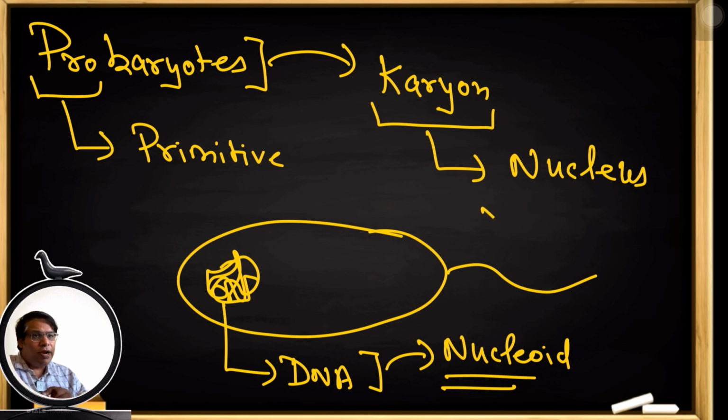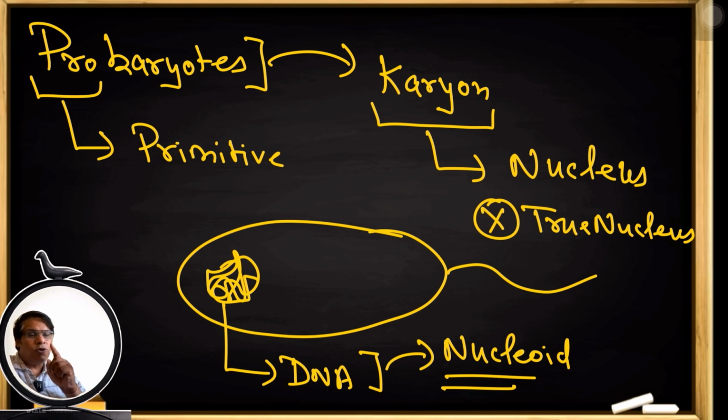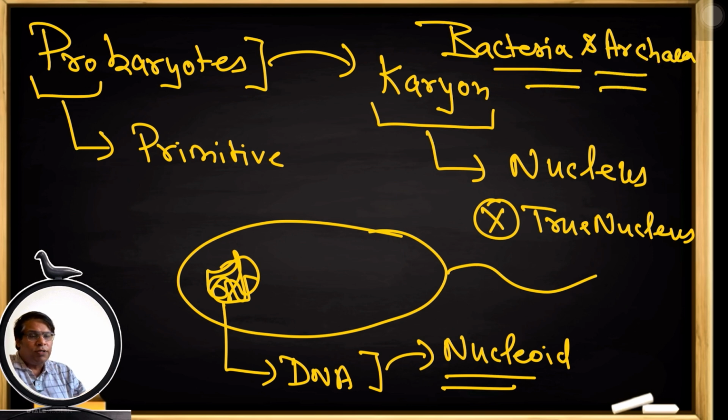Yes, keep in mind the examples of prokaryotes: bacteria and archaea. So hopefully through this slide it is clear. In the case of prokaryotes, true nucleus is absent. In the case of prokaryotes, what you are going to see is nucleoid. And what are the examples of prokaryotes? Bacteria and archaea. Now let us move.